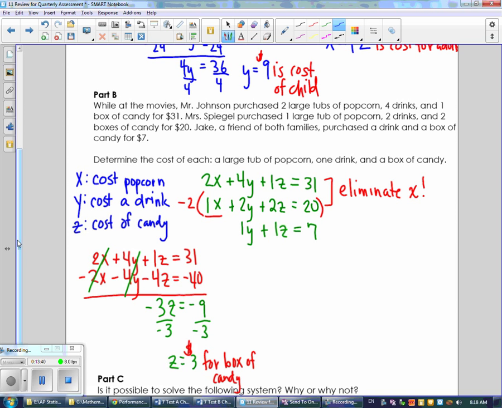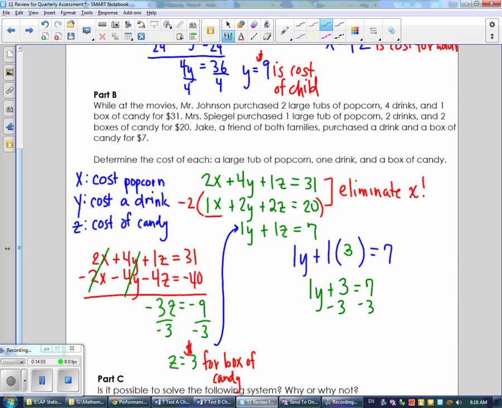Once I know the value of z, I'm going to want to plug it into the equation that has only one other variable. And so when I do that, I'll have 1y plus 1 times z, and I'm just going to put parentheses there, and that's equal to 7. If I plug in what I know about z, that it's $3, then essentially I have 1y plus 3 is equal to 7. And if I solve for y, I'm going to get that 1y, or simply y, is equal to 4. And again, I'm going to put that back into the context of the problem. That means that $4 is the cost of a drink.